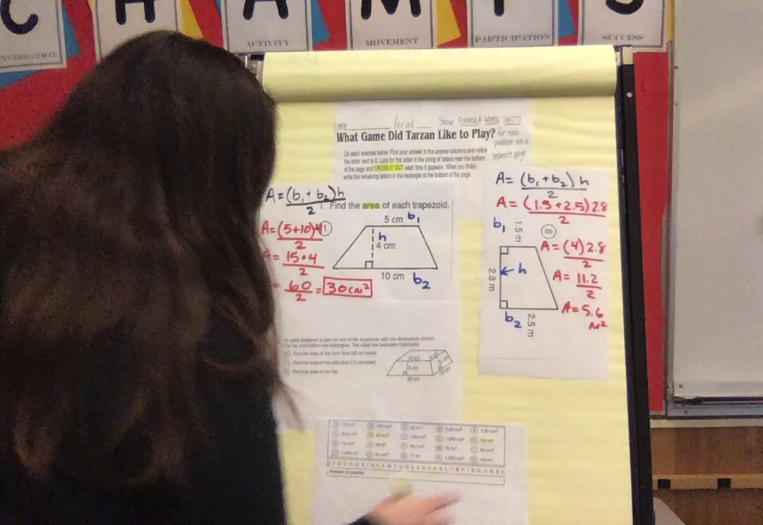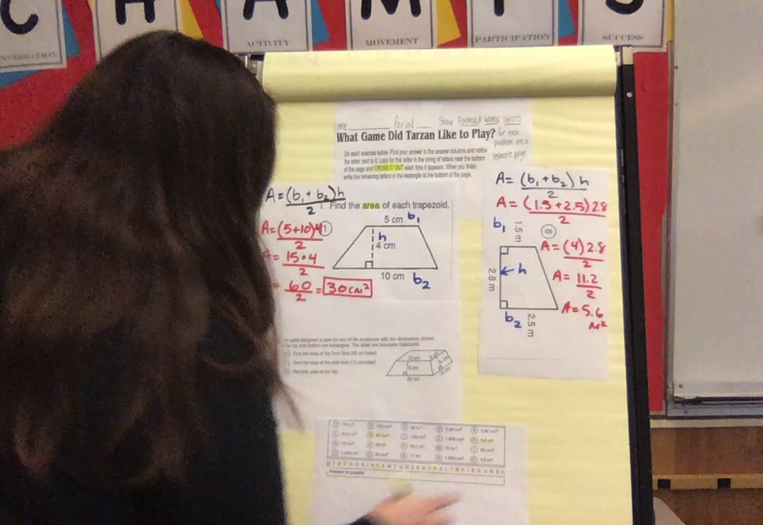We are going to look at number 2, or section 2, I should say. We are going to be finding, again, the area, but this is a little different than we're used to. So let's just read through it together. I'll help you set it up, and then it's up to you guys to solve it. So an artist designed a base for one of his sculptures with the dimensions shown.